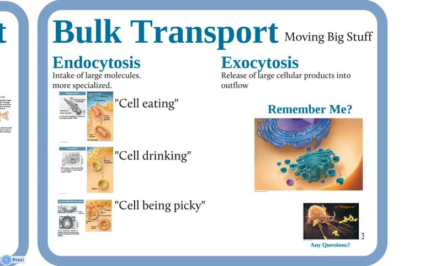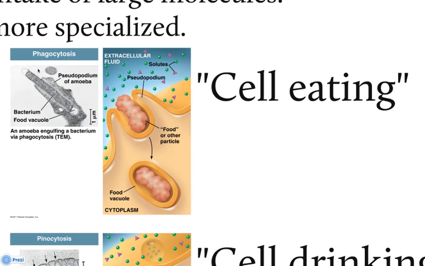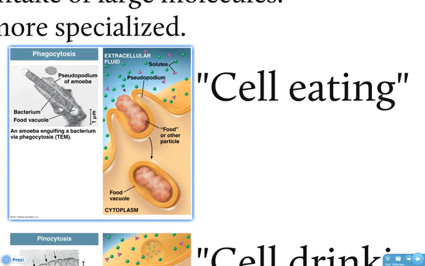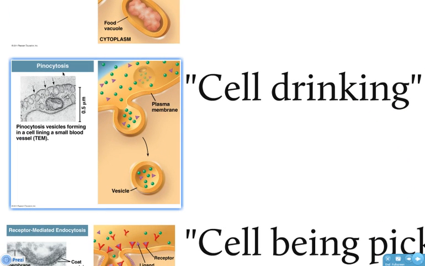Okay, we've got some bulk transport here that we briefly just want to go over. Endocytosis is the intake of large molecules. So this is kind of like phagocytosis, the cell eating, where the cell membrane will wrap around the food particle and bring it in. We've got cell drinking, which is pinocytosis, which forms vesicles. As you can see here, this is a small blood vessel, which is showing that.